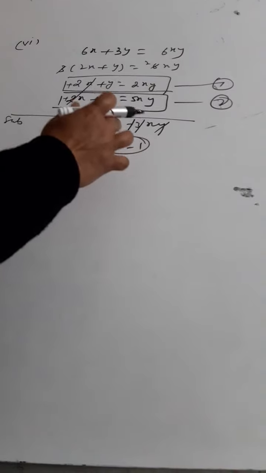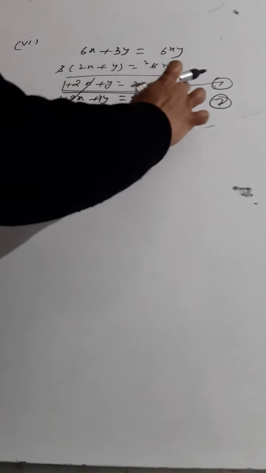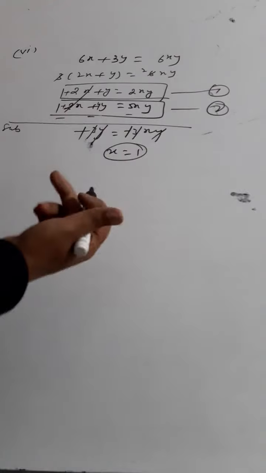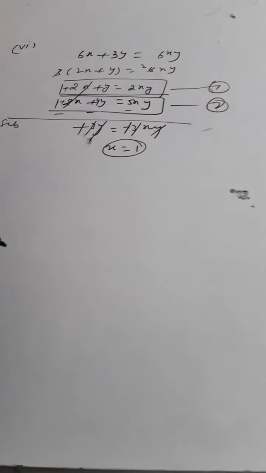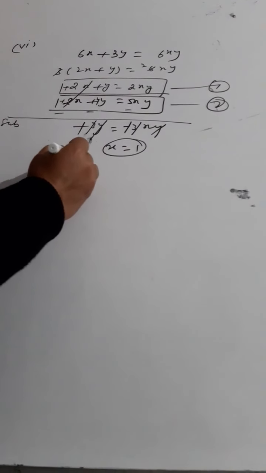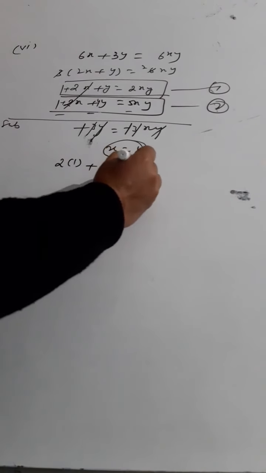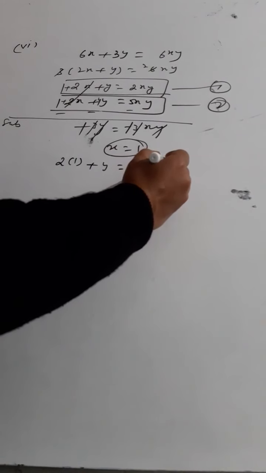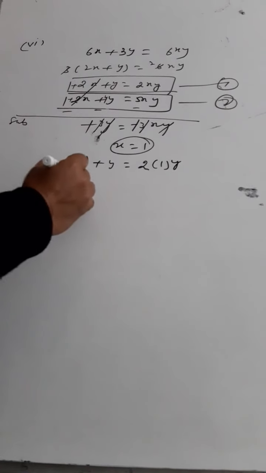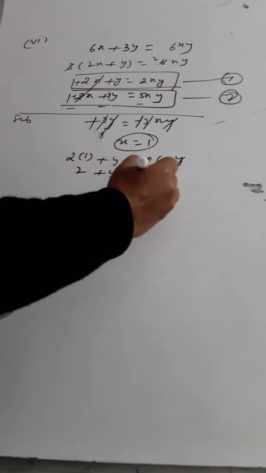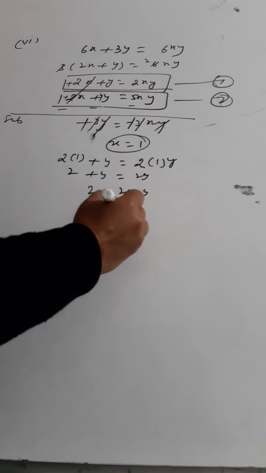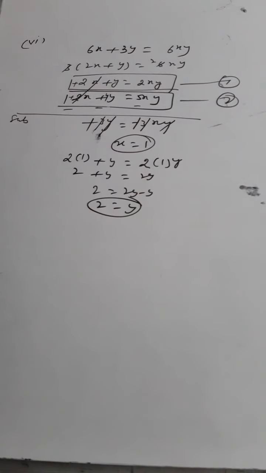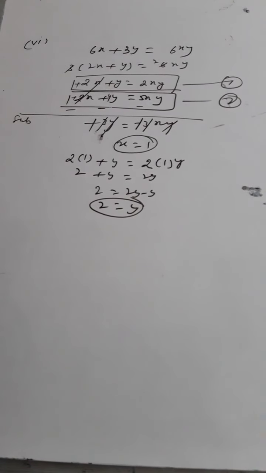And then you can substitute this x is equal to 1 anywhere, either in equation number 1 or equation number 2. Better to put it in the equation which is in the most simplified form, like equation number 1 here. So 2 into 1 plus y is equal to 2 into 1 into y, so 2 plus y is equal to 2y. Subtract: 2 is equal to 2y minus y. So 2 is equal to y. So y is equal to 2. x is equal to 1 and y is equal to 2 will be the answer for this part.